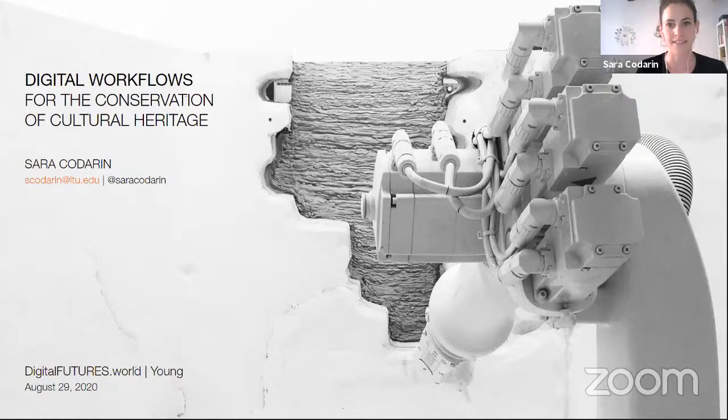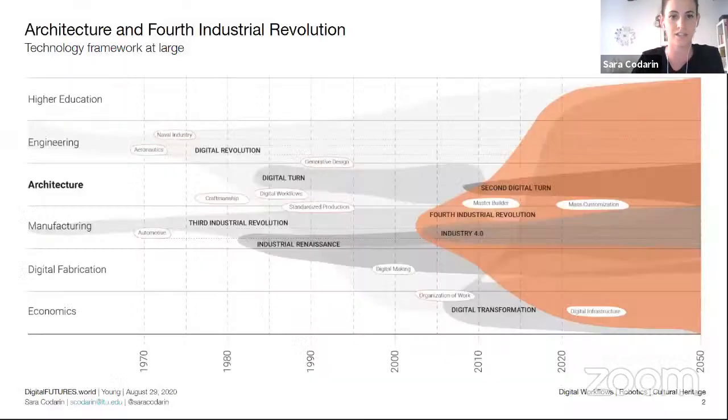Yes, again, I'm Sara Codarin. I'm currently based in Italy, and I recently obtained my PhD from the University of Ferrara with a specialization in robotic manufacturing for the conservation of cultural heritage. And I'm currently teaching remotely at Lawrence Technological University in the Detroit area, Michigan.